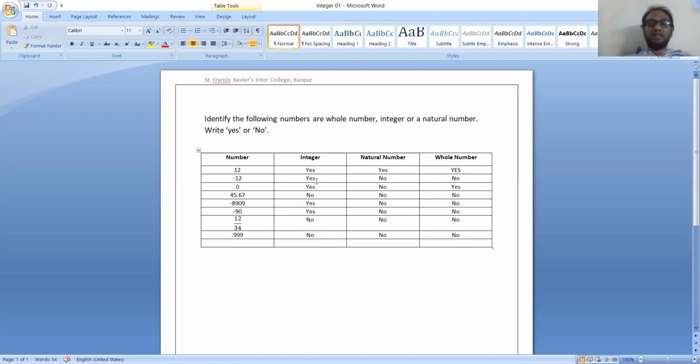My dear students, those who have missed this exercise, and if you have any problem solving this exercise, pause the video and write the solution. Till then, I'll just click the photo and I will send it to you after that. So you have to pause the video and write all the answers.